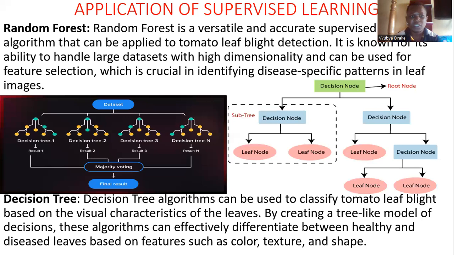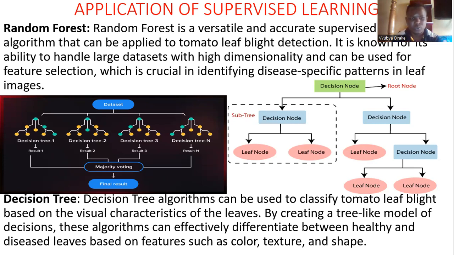Then, of the different types that we have, we used random forest in our project. So as you can see, we start with a decision node, then go on to other decision nodes, like comparing. So random forest is a versatile and accurate supervised learning algorithm that can be applied to tomato leaf blight detection. It has the ability to handle large data sets.